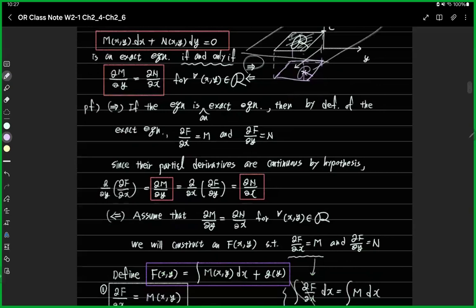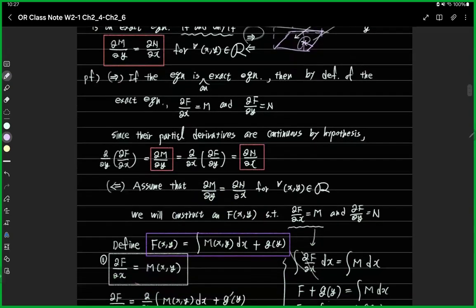So assume that the partial of M with respect to y equals the partial of N with respect to x. That's the assumption. Now let's construct the f such that the partial with respect to x is M and the partial with respect to y is N. Where does that come from? That comes from the definition of an exact equation. Once we construct the f such that these hold, the proof is done.